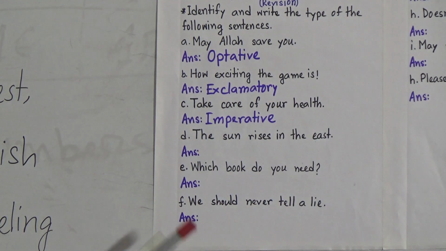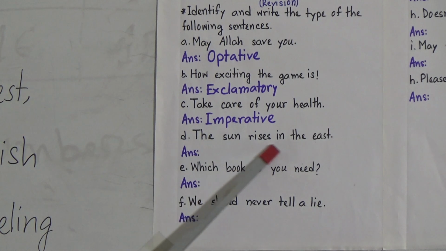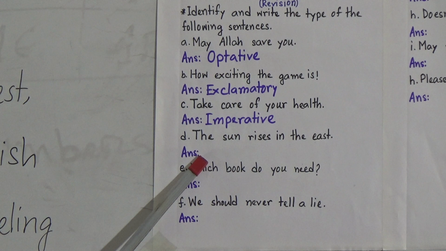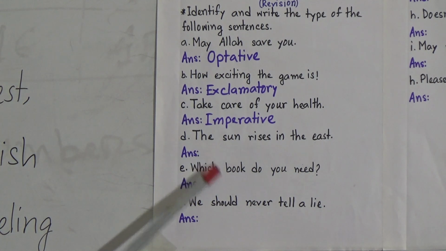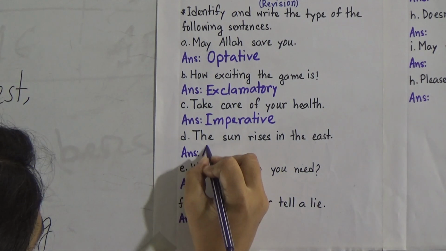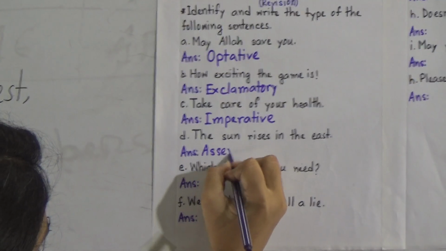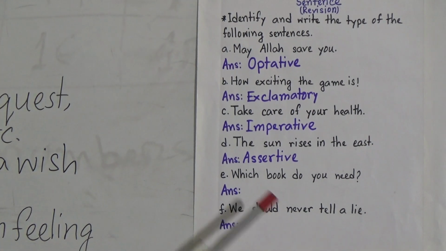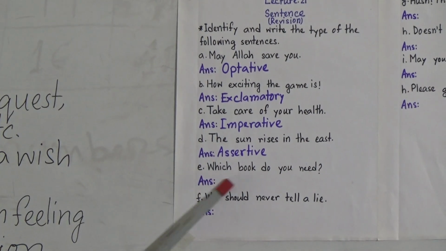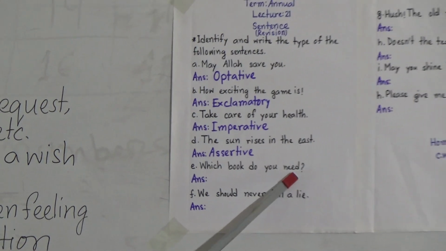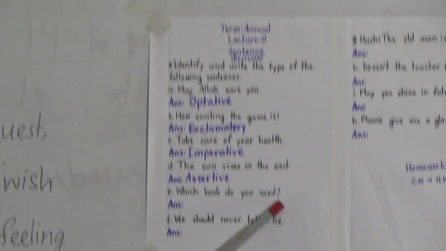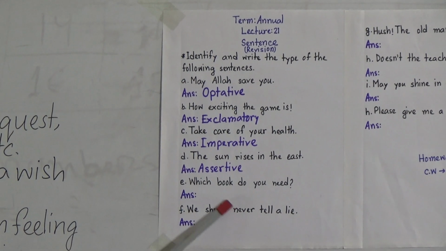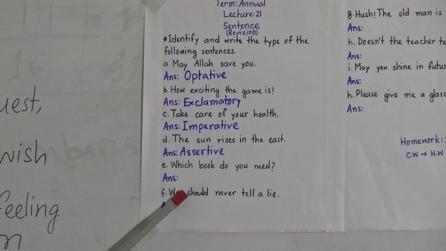Now we will go to the next sentence, number D. The sun rises in the east, and it is a statement. So it will be, yes, you are right, it will be an assertive sentence. So we will write here assertive. Now we will go to the next sentence. Number E, which book do you need? Now look, at the end of the sentence there is a question mark, and we are asking something, right? So it will be an interrogative sentence.